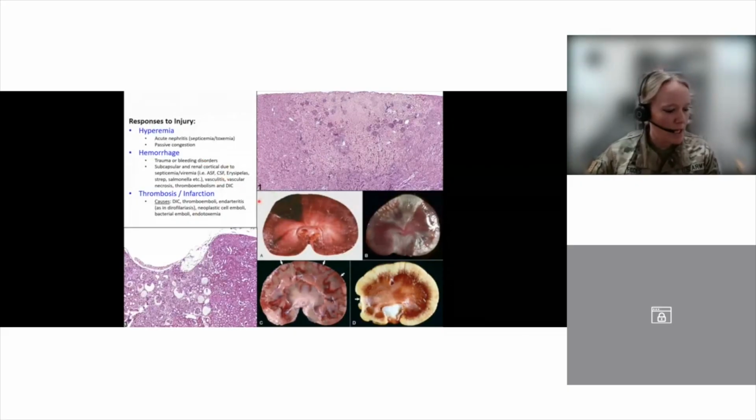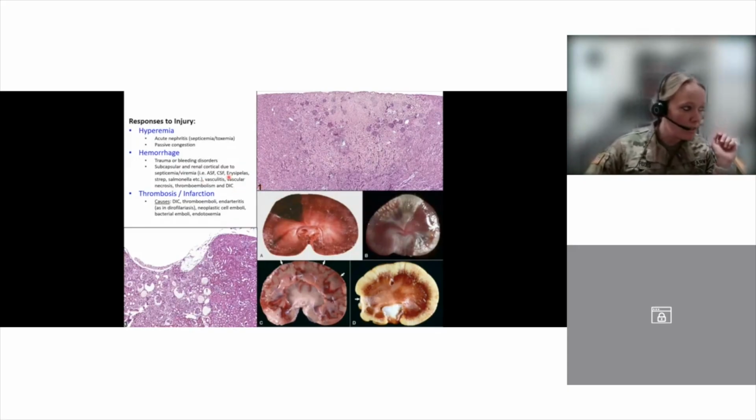Turkey egg kidneys are something that are talked about in pigs a whole lot, but there's a lot of infectious causes that cause those subcapsular or renal cortical hemorrhages that give it that turkey egg kidney appearance. Thrombosis and infarction, lots of different causes of that.